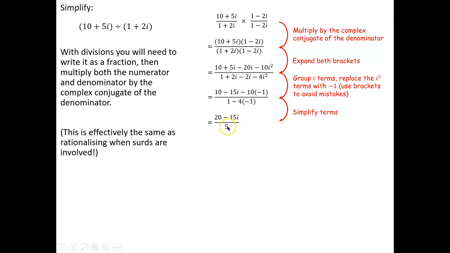I can see here, I can simplify even further because both terms in my numerator can be divided by 5, which is my denominator. So this relatively complicated looking division has a nice, simple answer. Let's have a look at a second example.